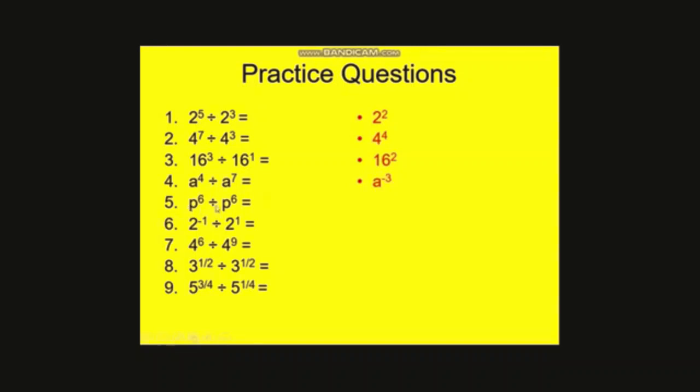Here I've got a base of P, and I've got 6 take away 6, which is P to the 0, and anything to the power of 0 is 1. Here I've got a base of 2, and I've got minus 1, take away 1 more, which means I've got 2 to the minus 2. Here we've got a base of 4, 6 take away 9 is minus 3. Base of 3, half take away half is 0, which is 1. And then 5 to 3/4, a base of 5, 3/4 take away a quarter is 5 to the half. So hopefully you got some of those right and you understand what's going on. So now we're on to rule 3.